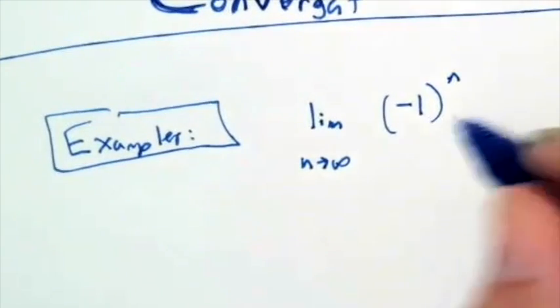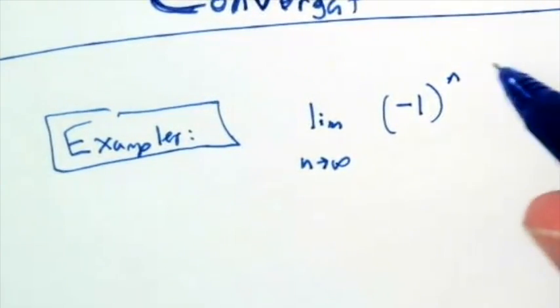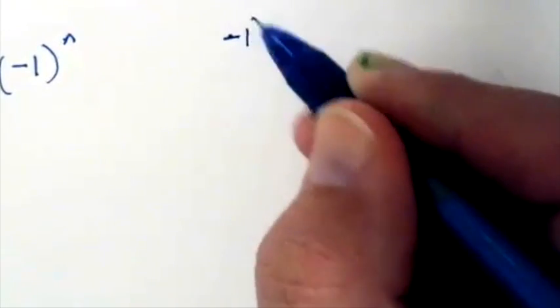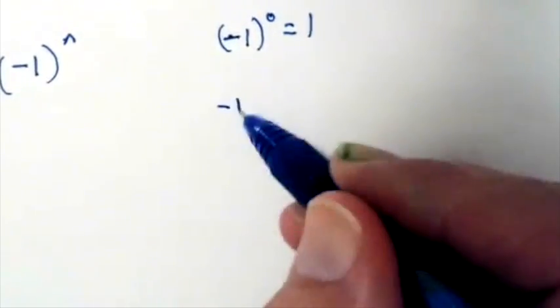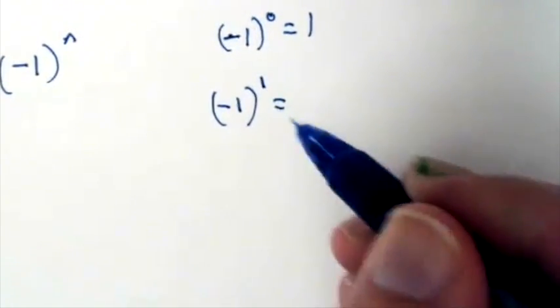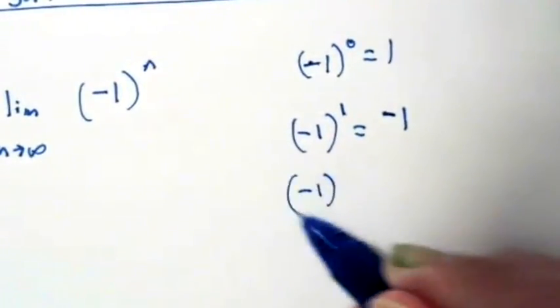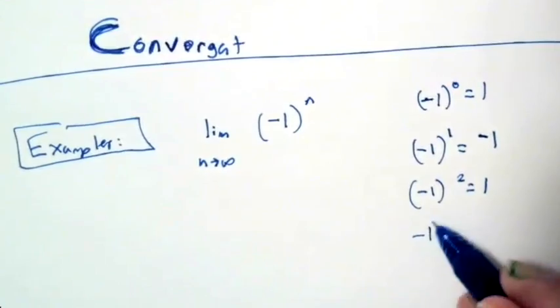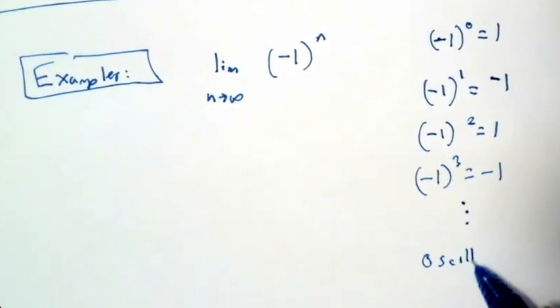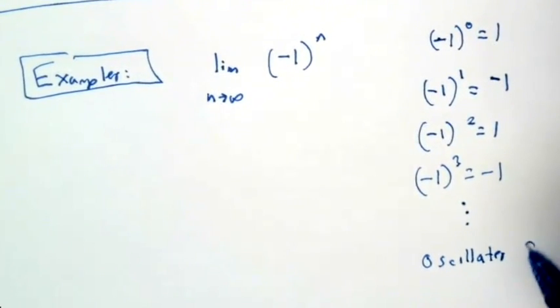So if you think about the values that (-1)^n takes, remember n has to be a natural number. So I'm looking at (-1)^0, which will be 1. Then I'm looking at (-1)^1, which will be -1. Then I'm looking at (-1) squared, which will be 1. Then I'm looking at (-1) cubed, which will be -1. And this oscillates forever. It doesn't have a definite value that it's trending to.